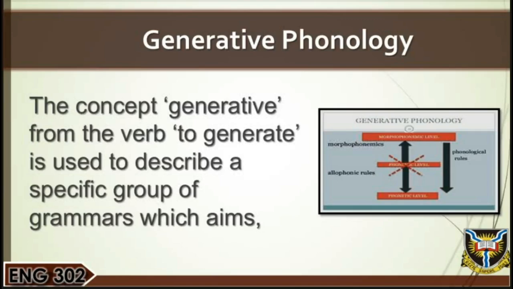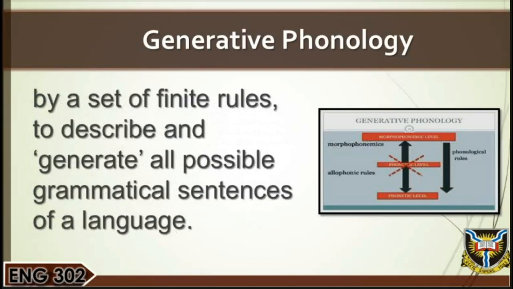The concept generative, from the verb to generate, is used to describe a specific group of grammars which aims, by a set of finite rules, to describe and generate all possible grammatical sentences of a language. A central belief of generative grammarians is that humans have a finite set of linguistic resources, which makes it possible for them to produce and understand an infinite number of utterances. We can then define generative phonology as a component of generative grammar that assigns the correct phonetic representation to utterances in such a way as to reflect a native speaker's internalized grammar.